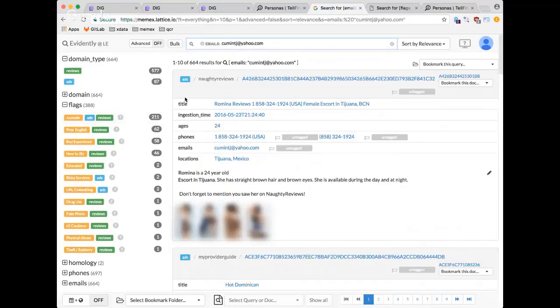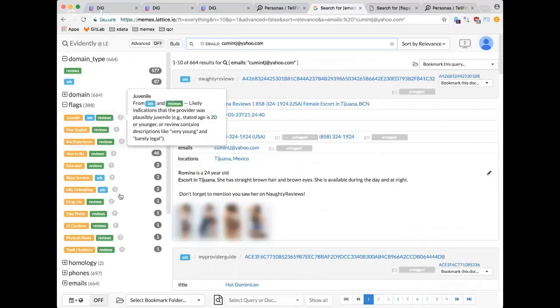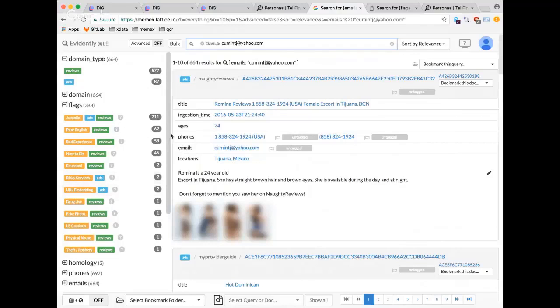In many states, I'm not sure what it is in California, but in many states, the fact that you're engaged in the selling or facilitating the selling of a juvenile for sex is a trafficking-related offense. And so that is enough in and of itself to generate probable cause for somebody to conduct an investigation. And of course, we did this without you having to read the 577 reviews associated with this email address.